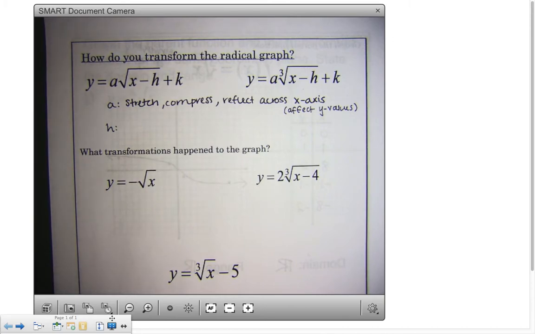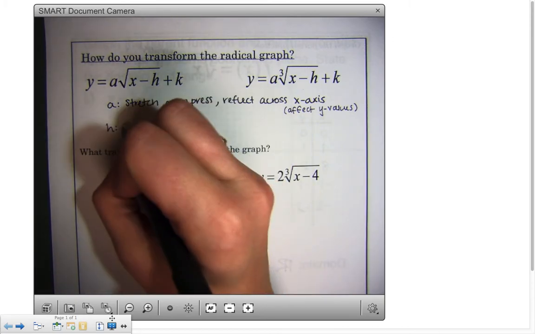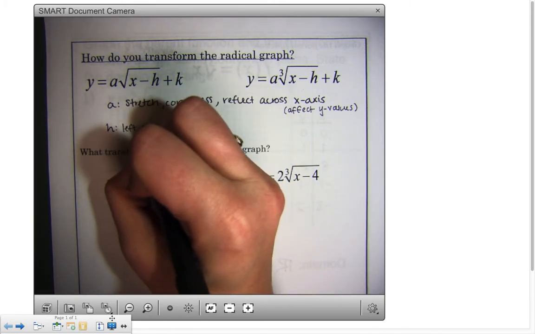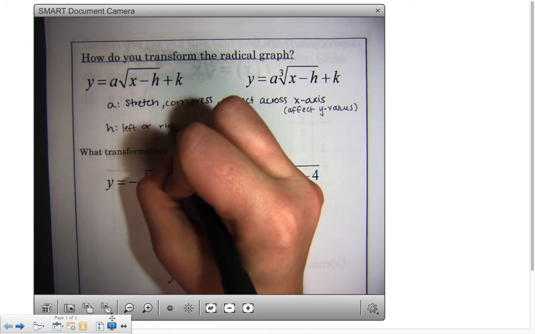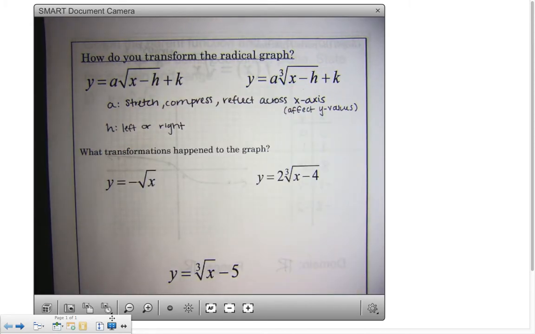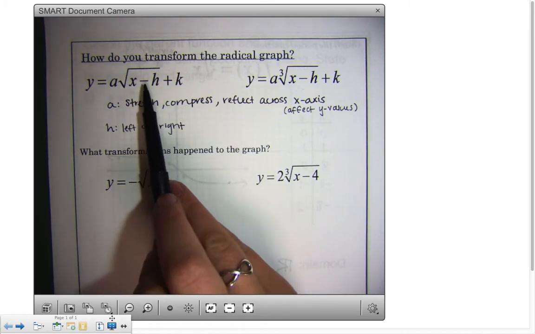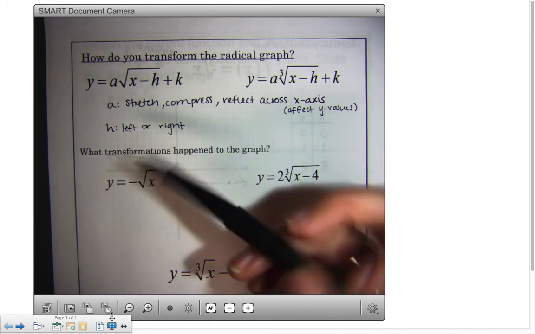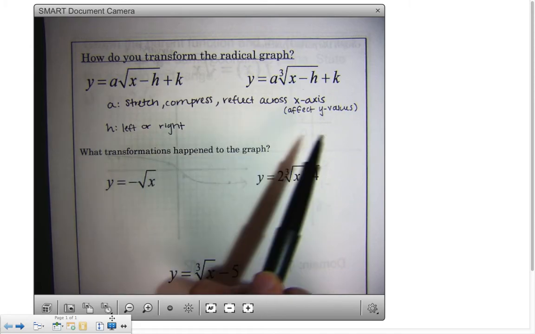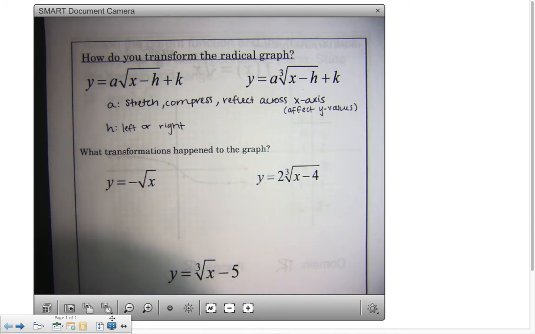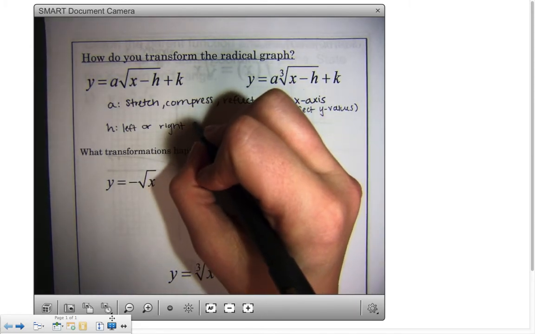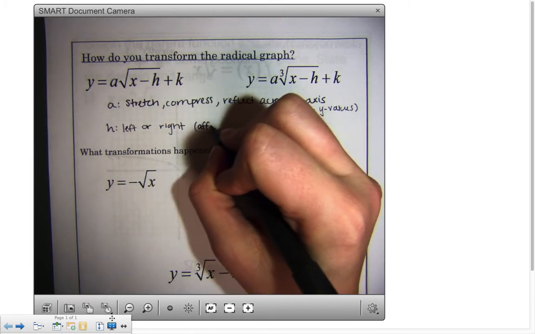h is the number inside the function, and h moves the graph left or right. And remember, this is the one that does the opposite of the sign. So if it's a positive number underneath, it's going to move to the left. If it's a negative number underneath, it's going to move to the right. And if we're moving left or right, that affects the x values.